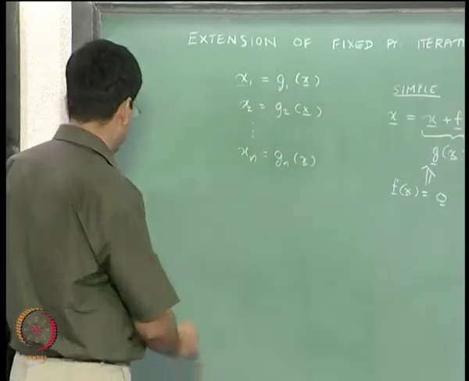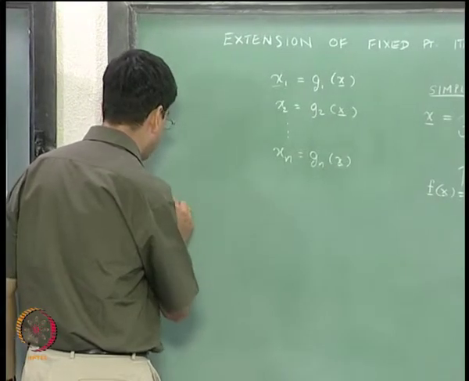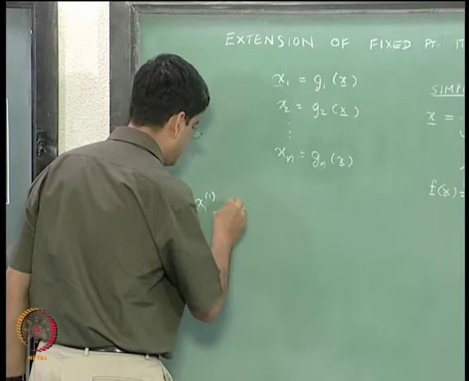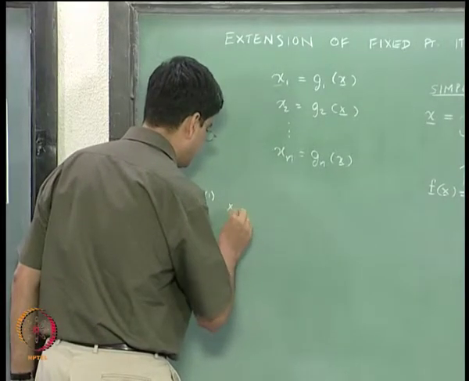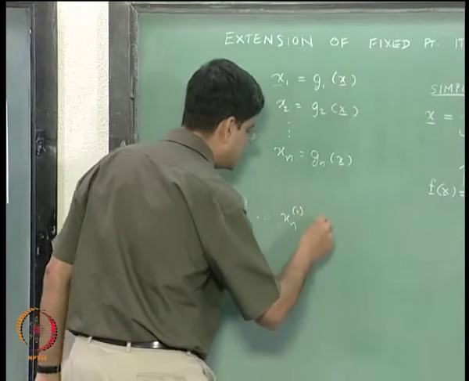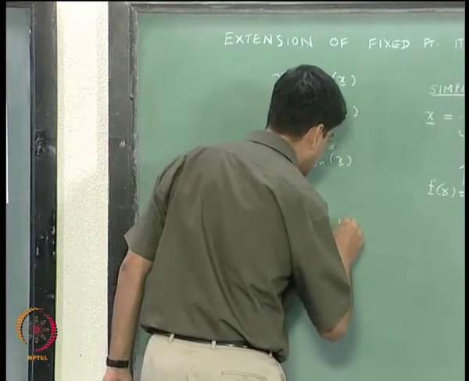What we will do is, let us say we will start off with an initial guess x1 superscript 1, x2 superscript 1 and so on up to xn superscript 1. These are going to be our initial guesses.